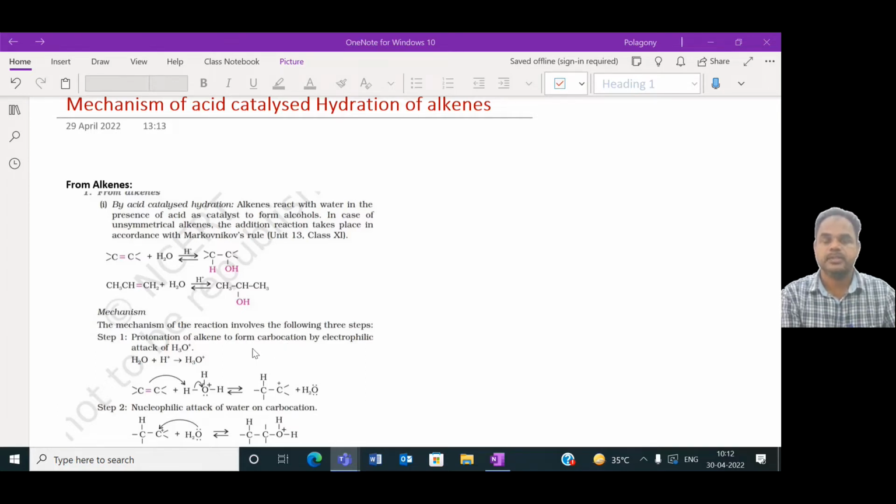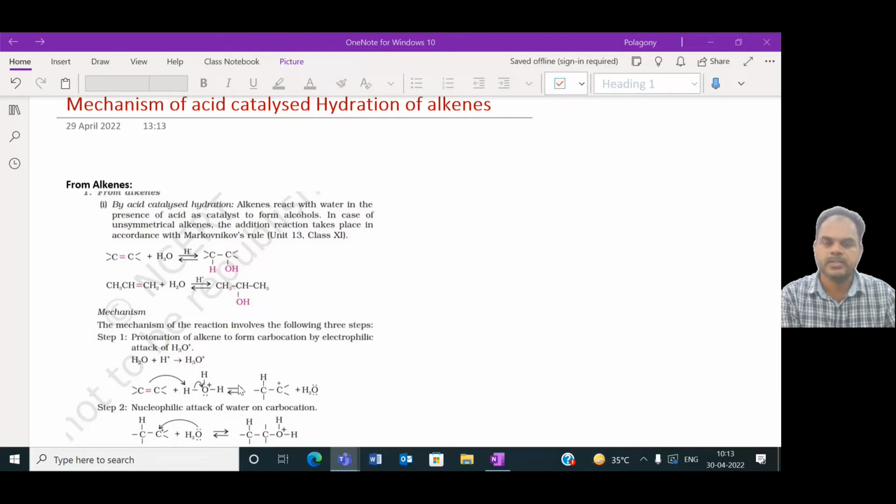The first step is the protonation of the alkene to form a carbocation by electrophilic attack by the hydronium ion, H3O+. How is this hydronium ion formed? When a water molecule reacts with the acid proton, H2O plus H+, it forms the hydronium ion H3O+, which acts as an electrophile.